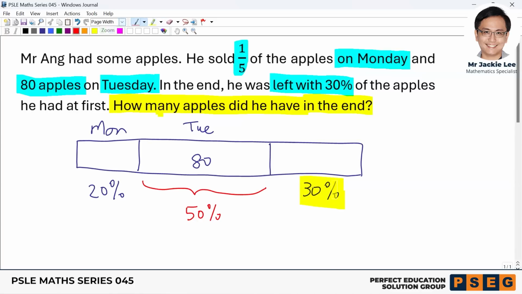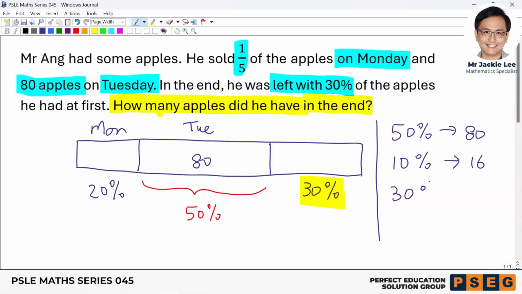Oh, all right. So I think you start off with Tuesday, 50% corresponding to 80 apples. Now we are trying to calculate for 30%. So from 50%, maybe drop down to 10% first. So that means this one divided by 5. I think we should have 16. Then after that times 3, then it becomes 30%. And therefore the answer is 48.